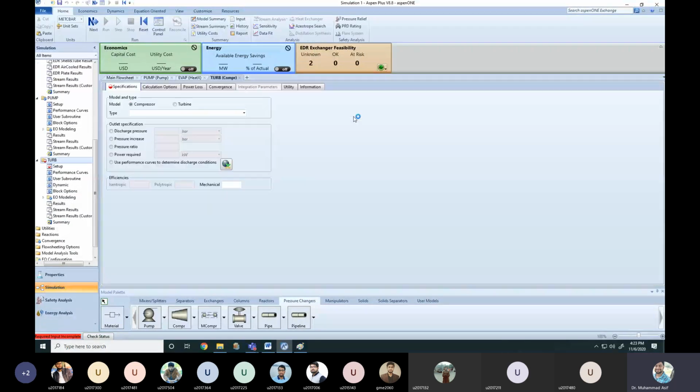In the turbine, again we need to mention that this is a turbine, and this is an isentropic turbine. Type of the turbine is, let's say, isentropic, and let's assume the isentropic efficiency of that turbine. We also need to mention some discharge pressure, that is, how much expansion you want to go. Let's say the outlet pressure, let's say 2 bar.